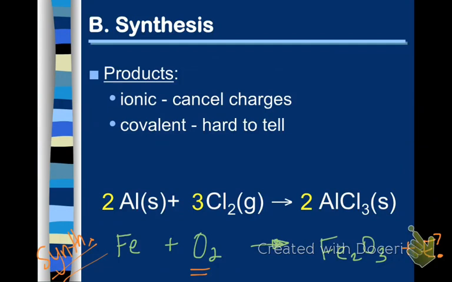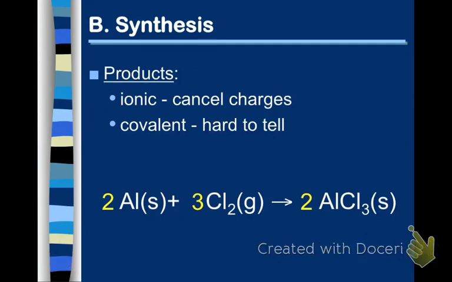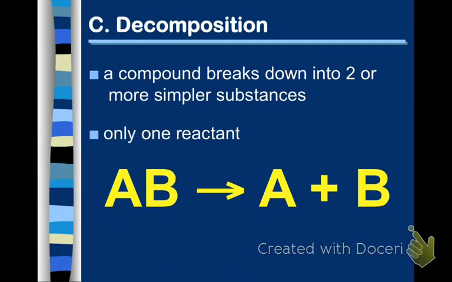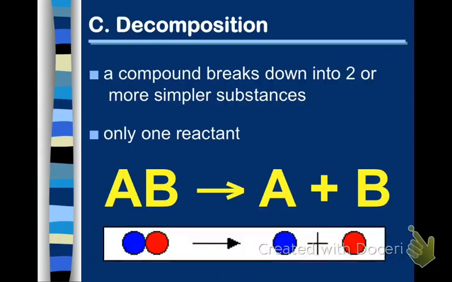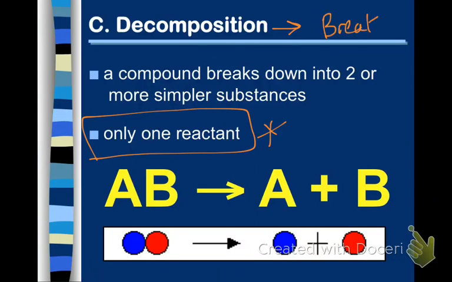Now let's go to our third type. And the third type of reaction we're going to talk about is called decomposition. Decomposition is just the opposite from synthesis, meaning instead of you having just one product, in this case you are only going to have one reactant. Decomposition means to decompose or break down. So if you only have one reactant, you're going to break it down into simpler substances. So they've taken compound AB and they've broken it apart into A and B.